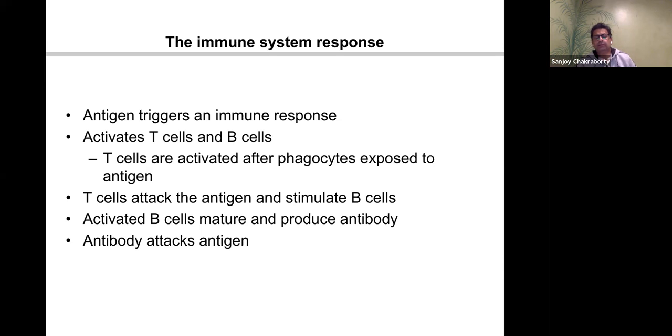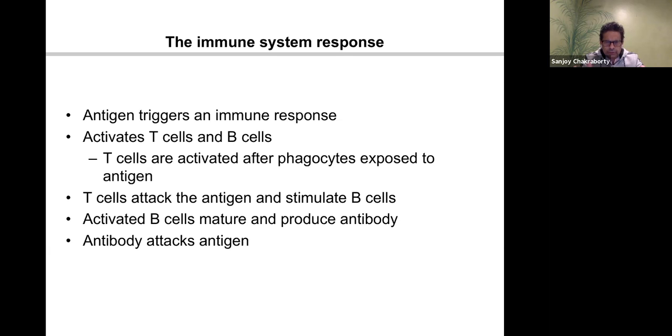Why are they called B cells? Because it's a bone marrow-driven cell. In the bone marrow, they are born, and then they develop. Now, how do these two cells react differently?